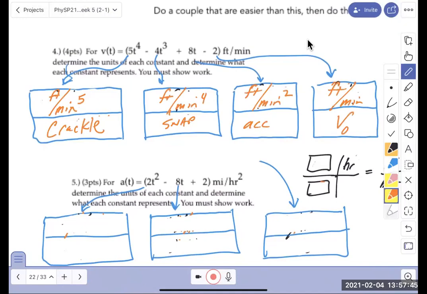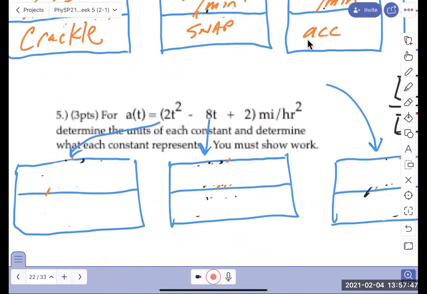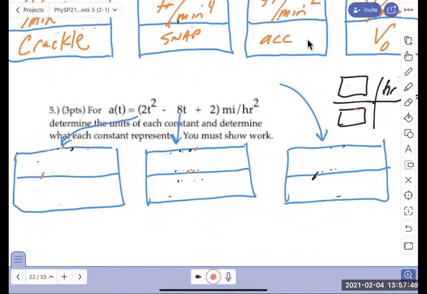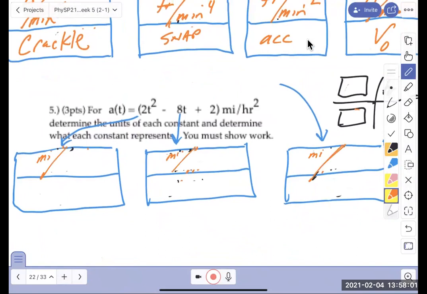Okay, and then we got another one down here. Same idea, this time it's weird units, miles per hour squared. So miles per, miles per, miles per. Hopefully this will be good points for you on the test. This is definitely on the test next week. You need to practice a little bit. You should be fine.